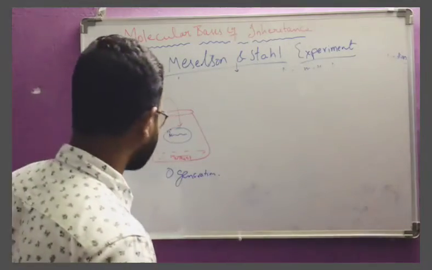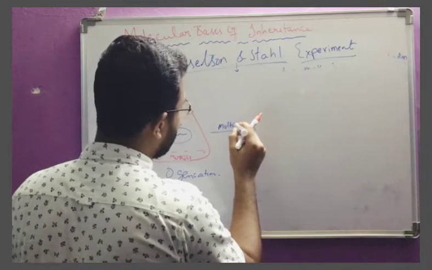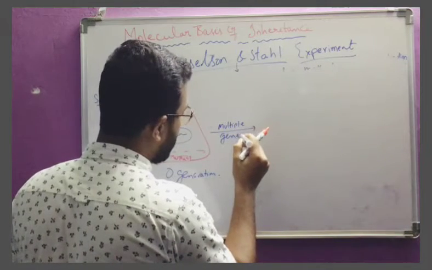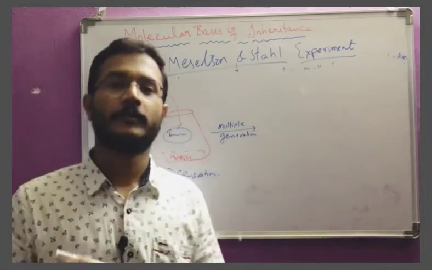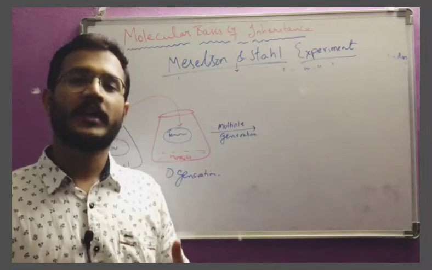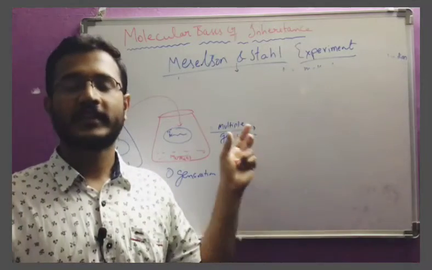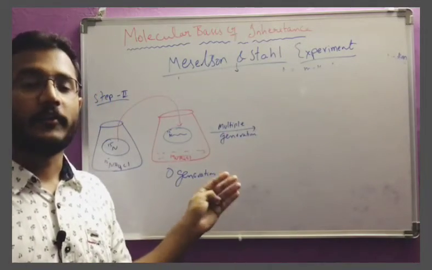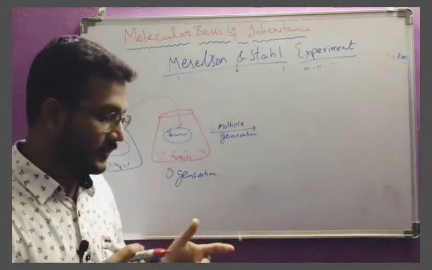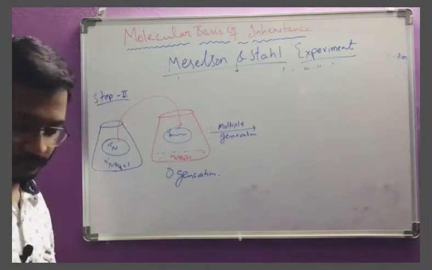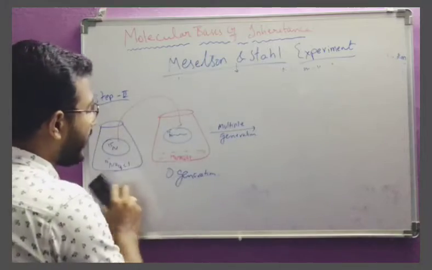Now what will happen? It is allowed for multiple generations, and they observed some interesting facts, which are very similar to the model given by Watson and Crick. So what are those? What are the different generations and how is the DNA incorporated in the offspring generations they observed? So what is this? We will see now. So up to here I think you can understand.